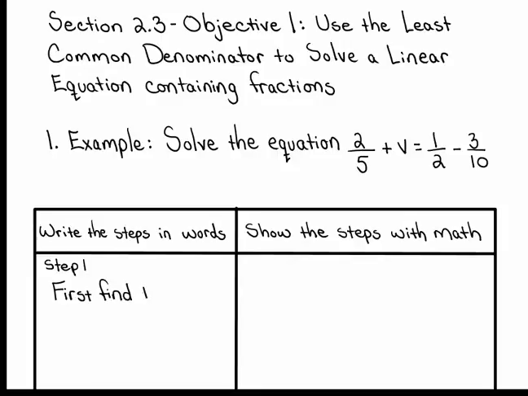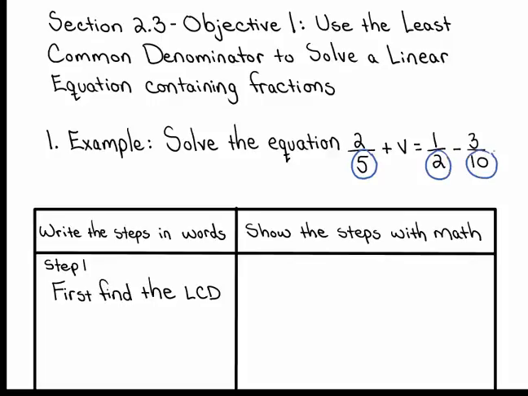First, what we want to do is find the LCD of this equation. And the reason we want to find the LCD is we want to multiply through by the LCD. So we do not want to create equivalent fractions with the LCD. I want to make that clear.